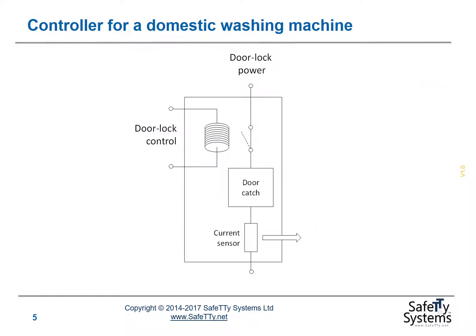So the door lock is, we assume, going to look something like this. We're going to control power to the door lock by means of what's effectively a relay type mechanism. We have the door catch and we have a sensor that allows us to determine whether the door catch is operational or not.